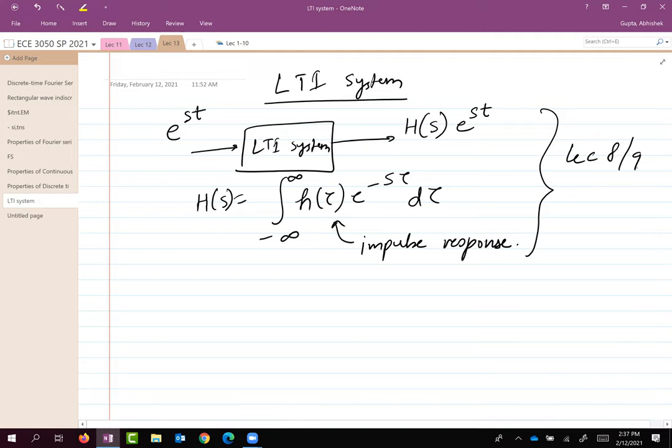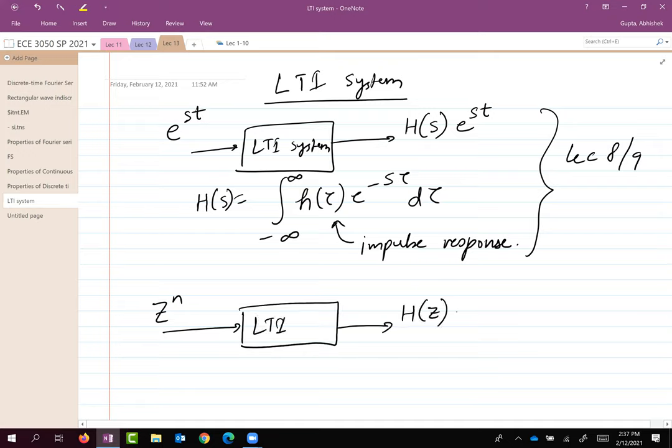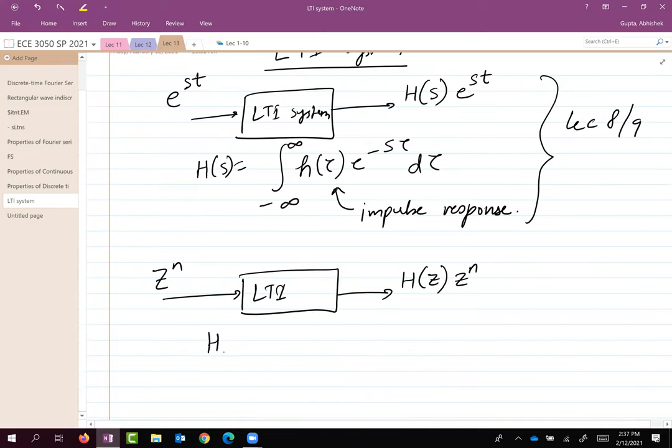I'm not sure which lecture it was, but probably it was 8 or 9. That's when we did this derivation of the LTI system. And in the discrete time domain, we had z raised to n. And the output was H of z times z raised to n, where H of z was given by the summation, k goes from minus infinity to infinity, h[k] z raised to minus k.